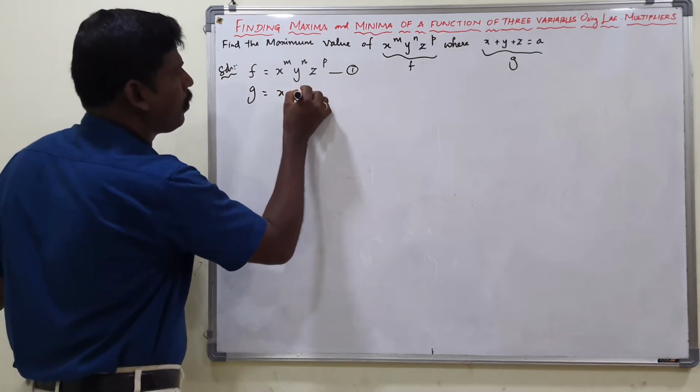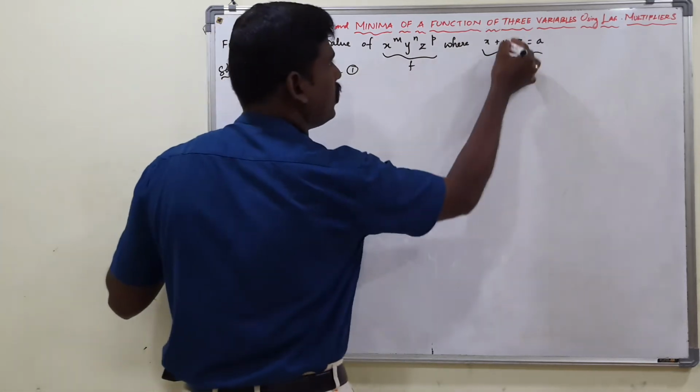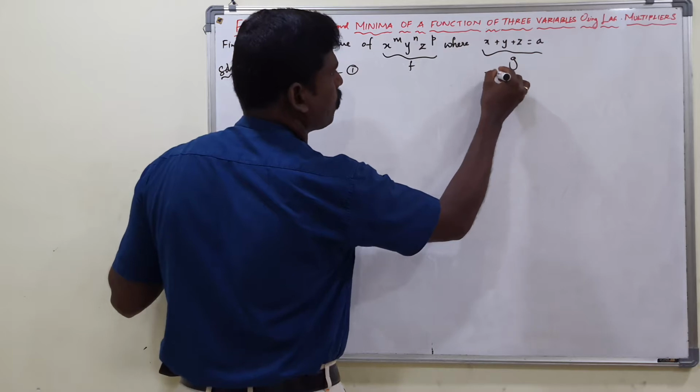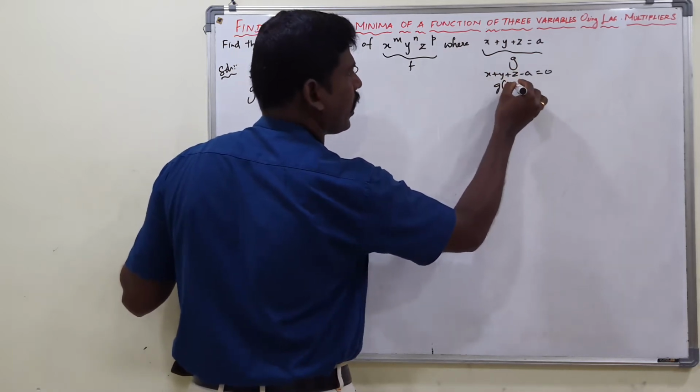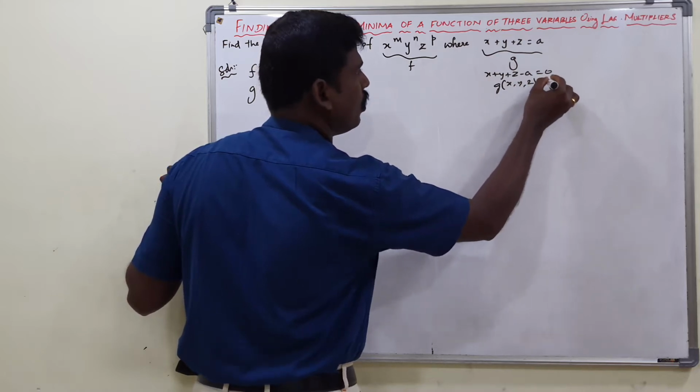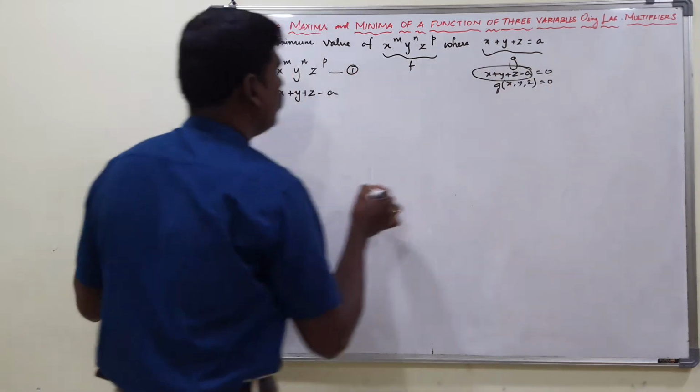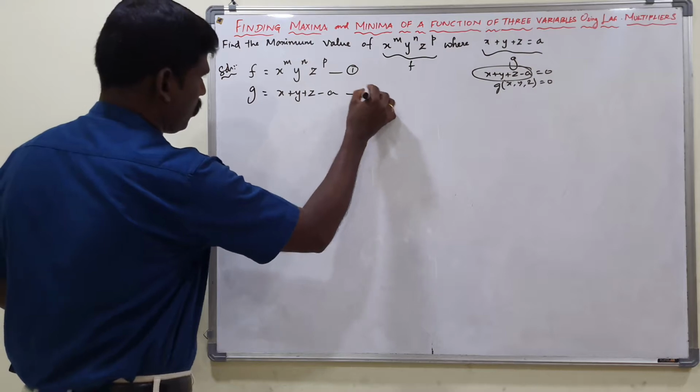x plus y plus z minus a. Take this a into the left hand side. So x plus y plus z minus a equal to 0. So g is a function of x, y, z equal to 0. So we have to take this as g. I call it equation number 2.